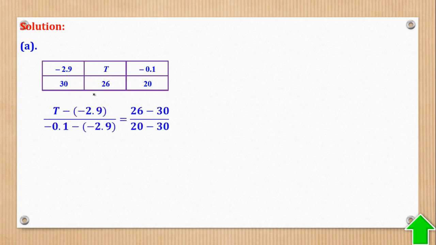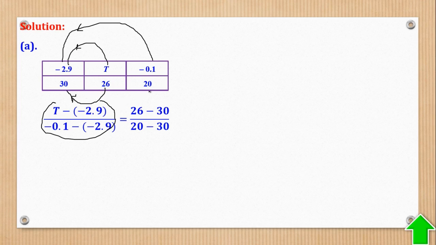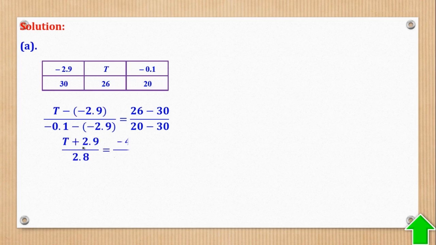That we shall say t minus negative 2.9 divided by negative 0.1 minus negative 2.9. I think you realize the order. It is in that direction. The same applies for s. So 26 minus 30 in the same order as before, divided by 20 minus 30, the same order as before. With that extracted, the only step left is to make t the subject. So you simplify and make t the subject, and that's what they wanted.